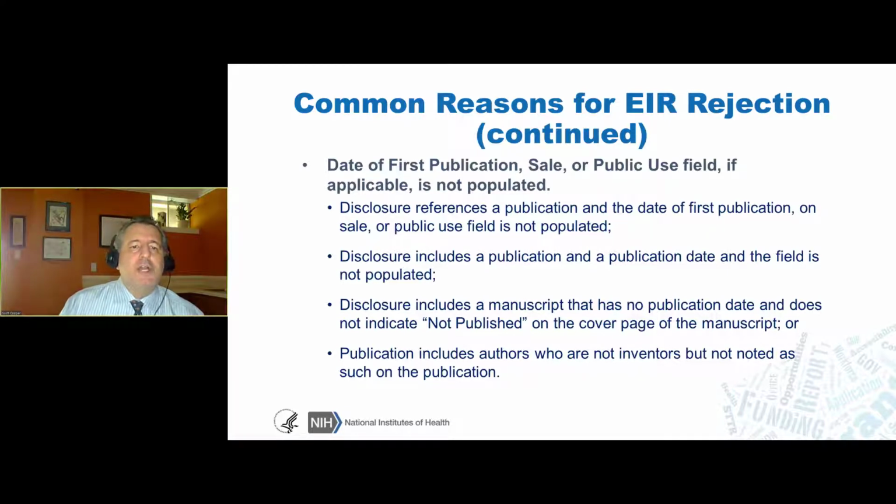So if your disclosure includes a publication and you don't populate that field, then we will reject your disclosure. Similarly, if you include a manuscript with no publication date, if it hasn't been published, please indicate not published on the cover page of the manuscript. If the publication includes authors who are not inventors, but they appear to be inventors on the publication, please ensure that you specify which authors are inventors and that those inventors are included in your iEdison submission.